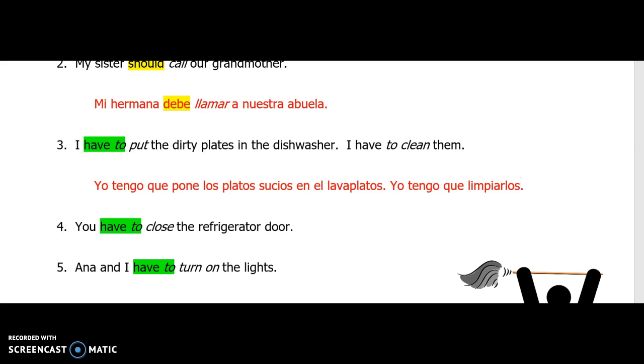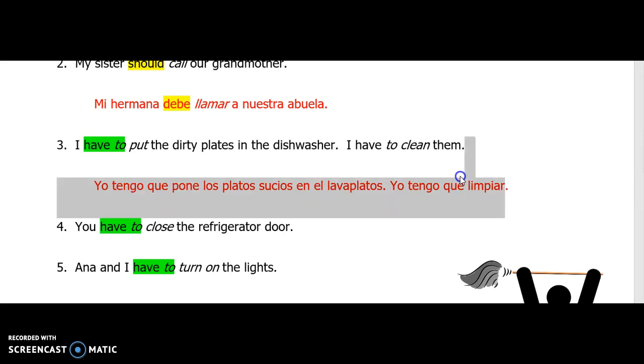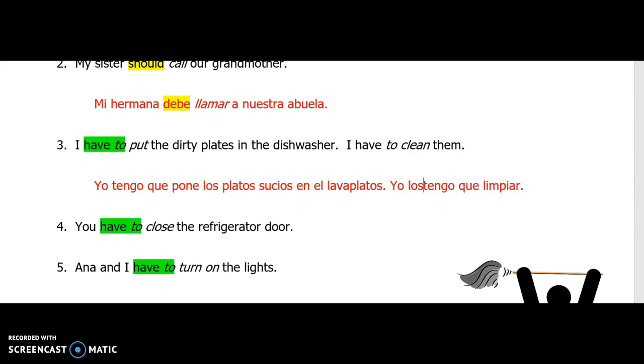I'm going to give you two options here. I think for right now, the easiest thing in your brain is to put them where we've always put them. Yo los tengo que limpiar. There's nothing wrong with putting it after the fact. I'm just going to put it in front for now. But let's look at the structure here. Tengo que. This is our have to.